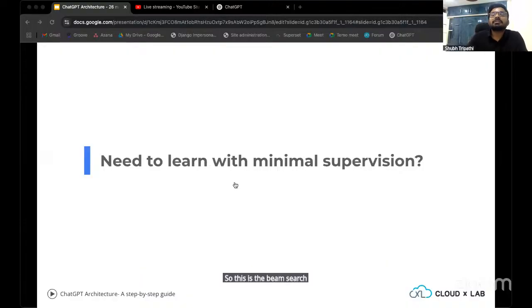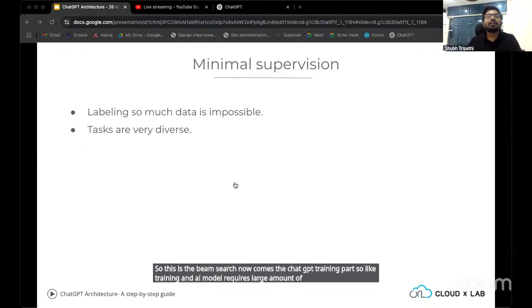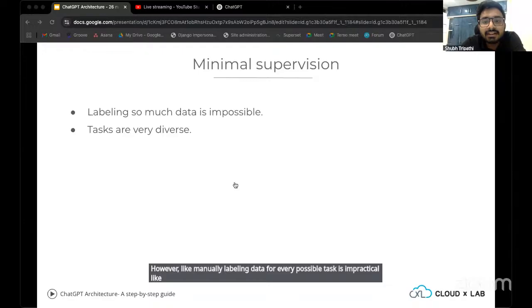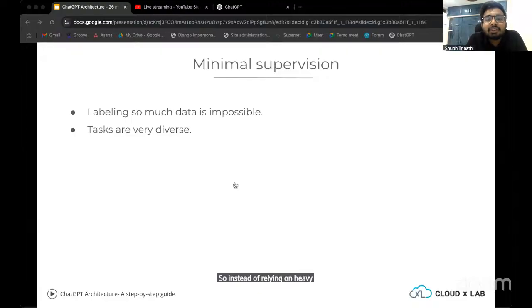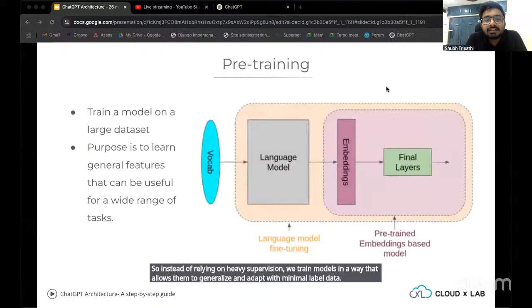Now comes the ChatGPT training part. Training an AI model requires a large amount of labeled data. However, manually labeling data for every possible task is impractical. There are too many tasks, and labeling is expensive and time consuming. So instead of relying on heavy supervision, we train models in a way that allows them to generalize and adapt with minimal labeled data. How does it exactly happen?